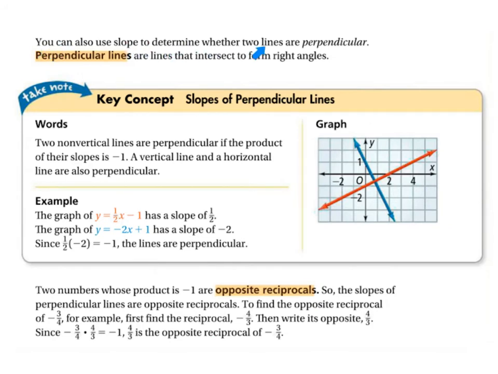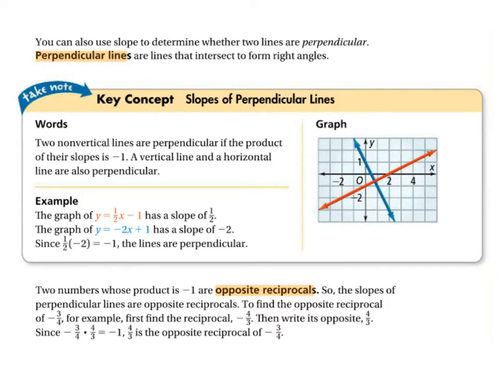Now you can use the slope to determine whether two lines are perpendicular. This takes a little bit more attention than saying it's the exact same slope, so be mindful of this. Notice that if this is a positive slope, this is a negative slope. The idea of perpendicular lines is they come together at 90-degree angles.